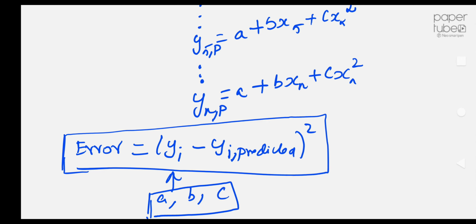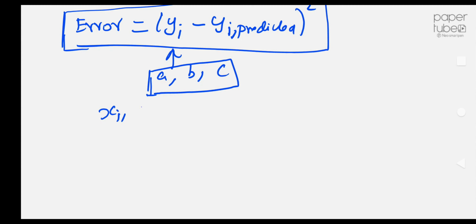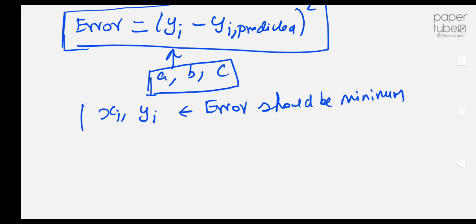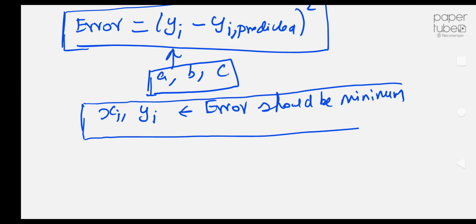So how to get this value? We know that for any given values of xi, to predict yi successfully, the error distribution, the error function should be minimum. So this is the key message. If you understand this, then we can solve this problem. So let's solve this problem.